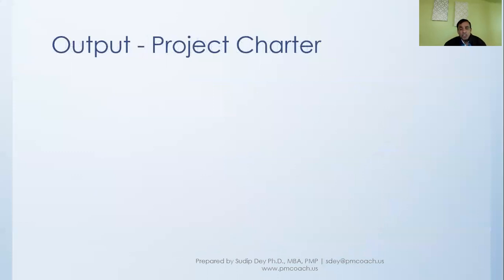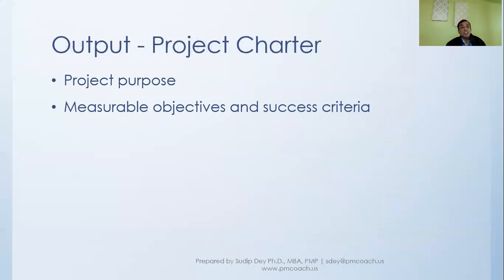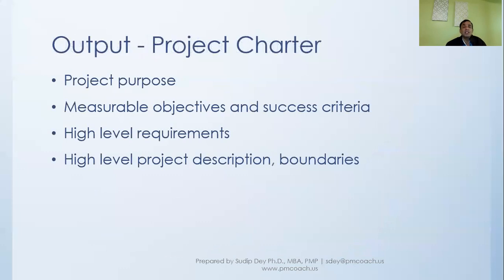Output from the project charter that comes about is, one, the project purpose. What is the purpose of the project? What are the measurable objectives and success criteria? So you have to put the objectives and success criteria in the project charter. You will have high-level requirements. Remember, at this point, you don't have the detailed requirements. You have very high-level requirements in discussion with the stakeholders as to what it is that they are looking for. Then there will be a high-level project description.